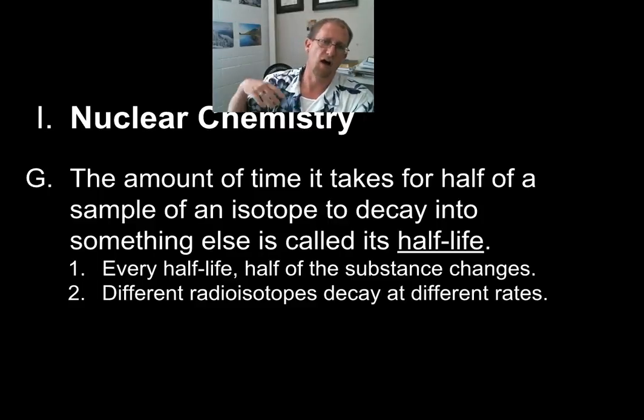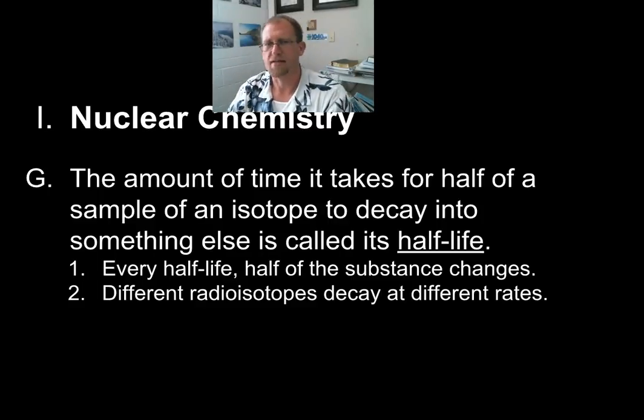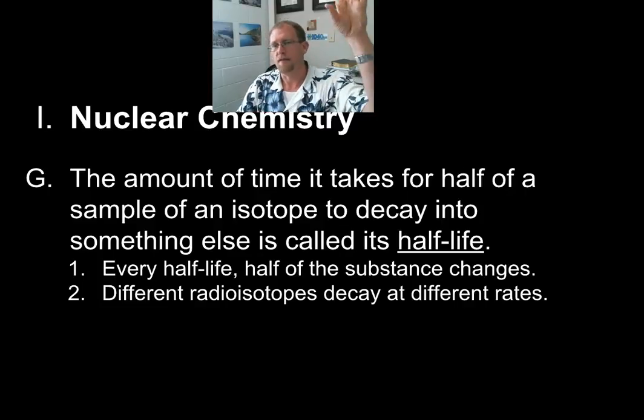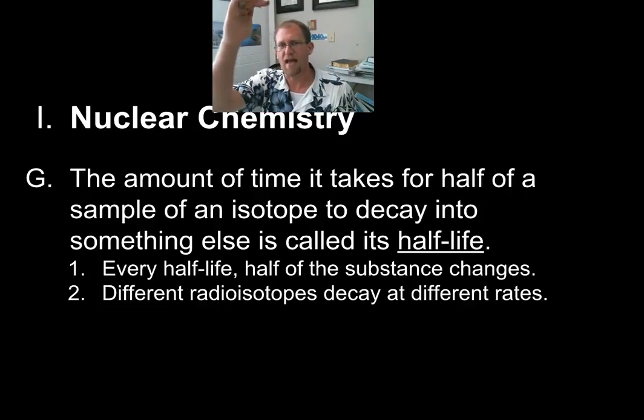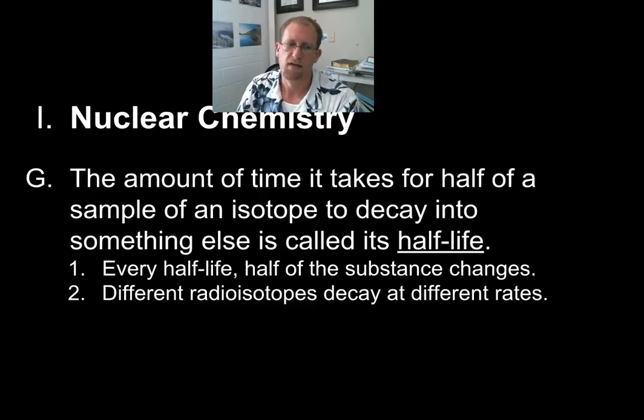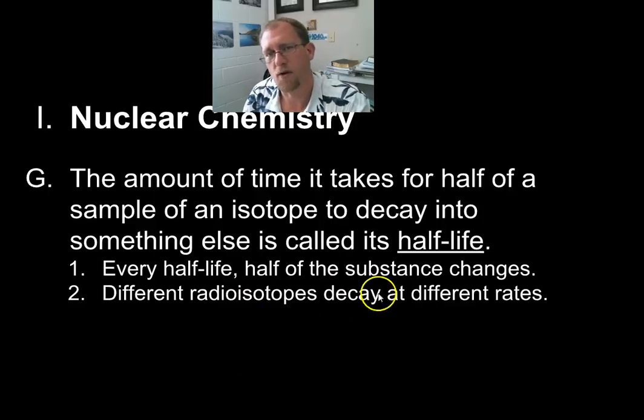So if I have 100 pounds of element A, and after 1 half-life I have 50 pounds of element A, after 2 half-lives I don't have 0 pounds of element A, I have 25, because the 50 got cut in half again. And then after another half-life I don't have 0, the 25 gets cut in half, and I have 12.5 pounds. And then that gets cut again, and I have 6 and 1/4 pounds. And you see how this goes, right? The same unit of time takes half of the stuff and turns it into something else. So every half-life, half of the substance changes. And then different radioisotopes have different half-lives.